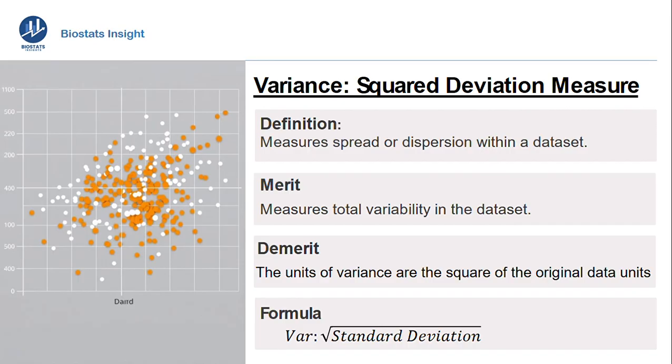Variance, the squared deviation, measures spread or dispersion within a dataset. Merit: it measures total variability in the dataset. Demerit: the unit of variance is the square of the original data's unit. So as they say, standard deviation is the square root of variance.